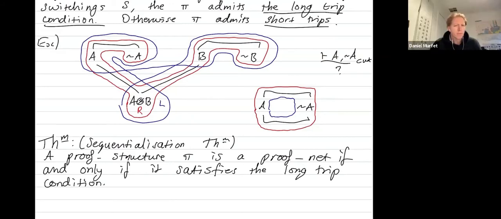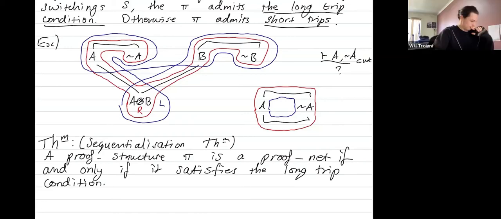You're saying that the hard part is, suppose the long trip condition is satisfied for a proof structure that ends in a tensor link. It's difficult to see why that implies that the branches satisfy the long trip condition. Is that? Yeah, well, yeah.